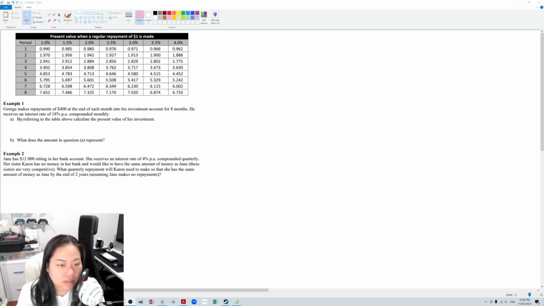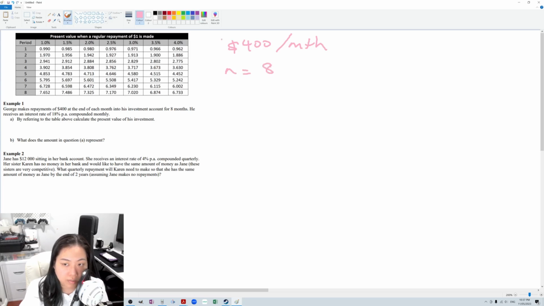The question asks, George makes repayments of $400 at the end of each month into his investment account for 8 months. He receives an interest rate of 18% per annum compounded monthly. By referring to the table above, calculate the present value of his investment. He is making $400 repayment a month for 8 months. That means N is going to be 8.